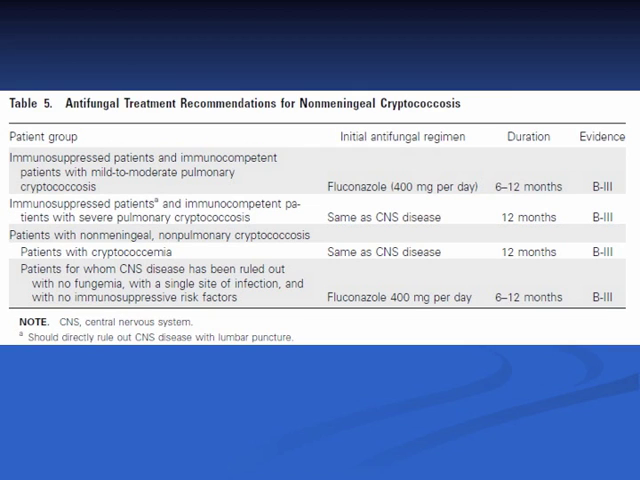Basically, what I'm trying to tell you from this table is that for patients who have mild to moderate pulmonary Cryptococcus, you could actually treat these patients completely with fluconazole, but those patients with severe pulmonary cryptococcosis, you're going to treat them aggressively, just as you would a patient with CNS disease on the next slide. Patients where you are able to rule out CNS disease without fungemia, single site of infection, and no immunosuppressive risk factors could also be treated with fluconazole.